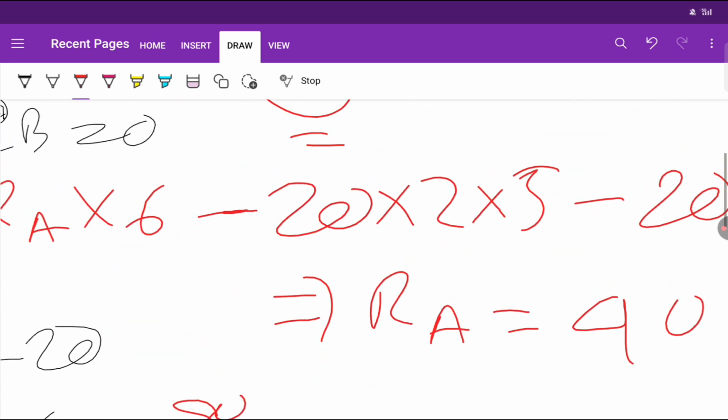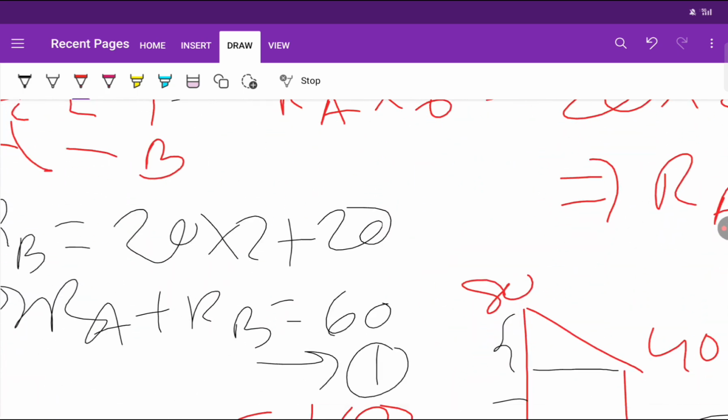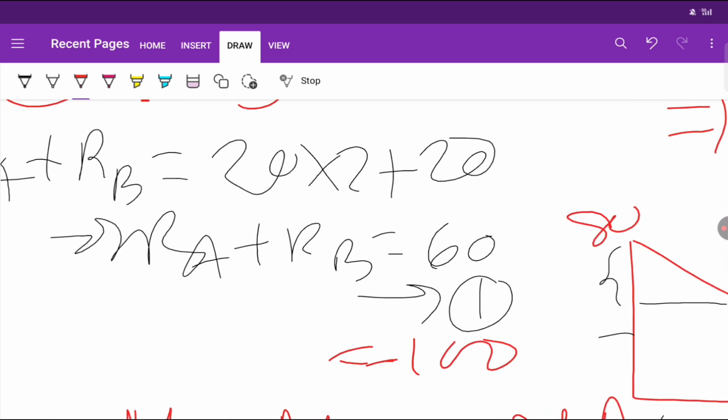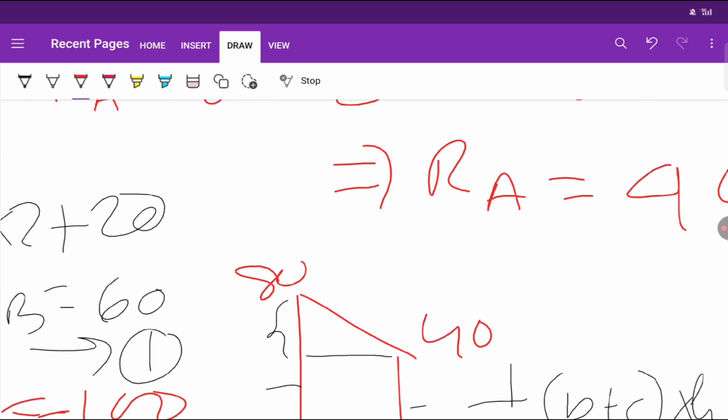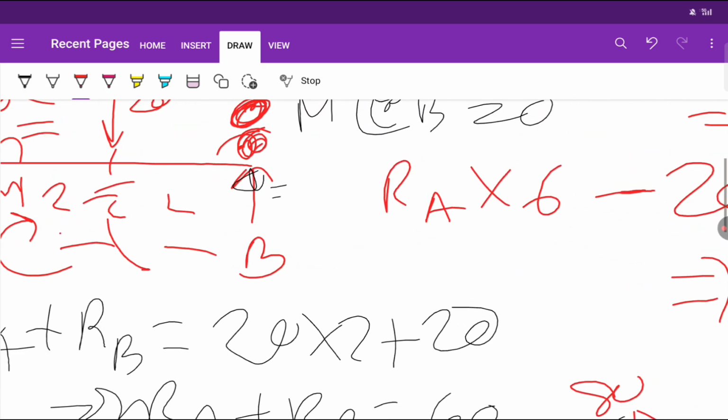Now we need to calculate RB. If RA is 40, then RB will be 20. Now we will calculate the shear force and bending moment diagram.